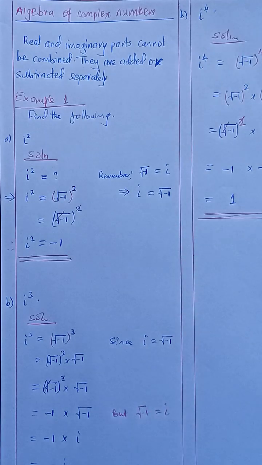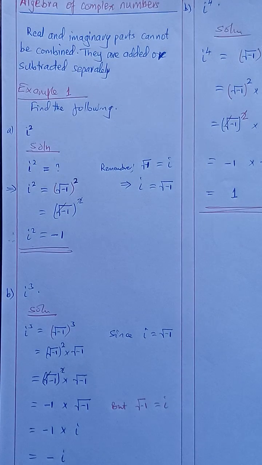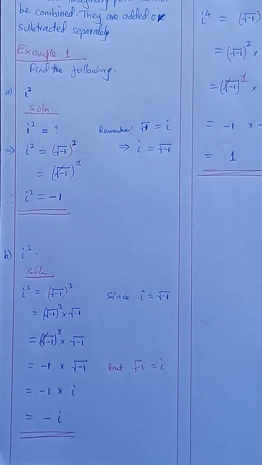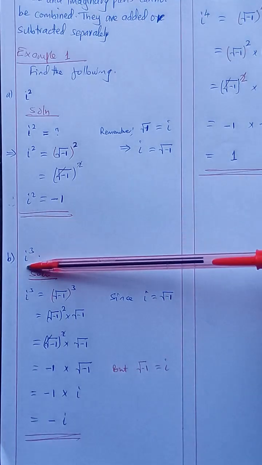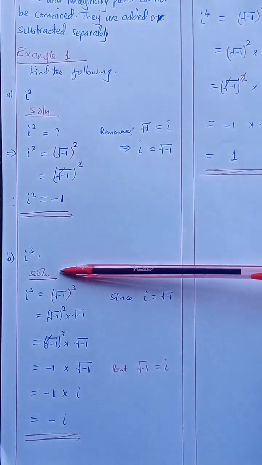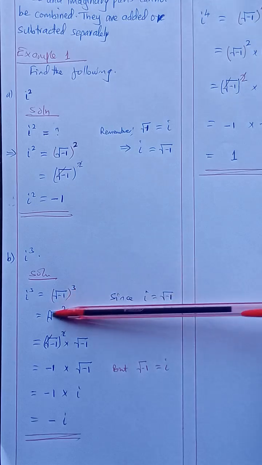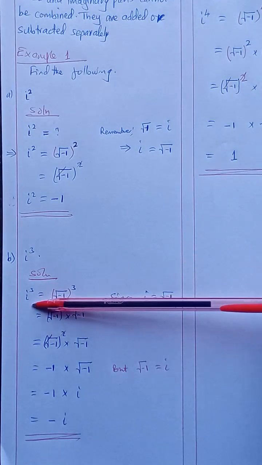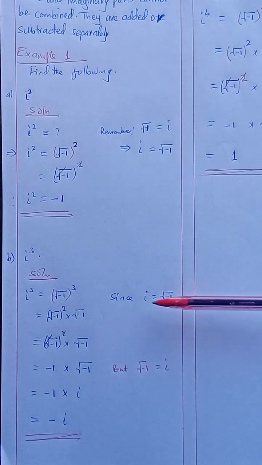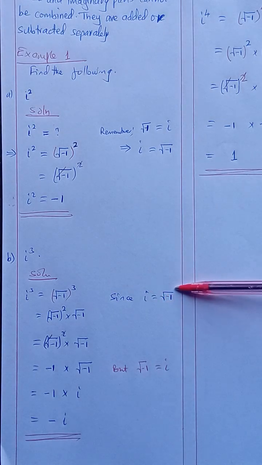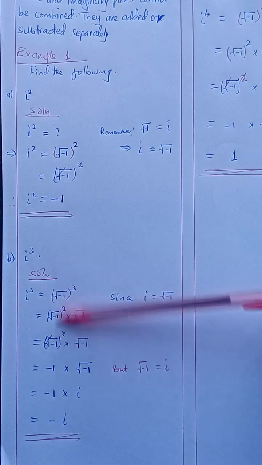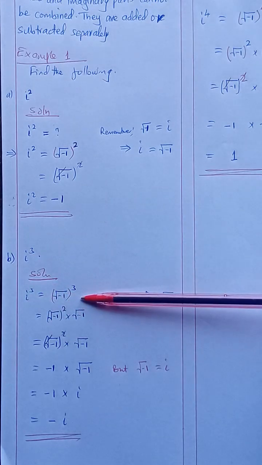In our part B, we are given i to power 3. So in our solution, we are saying i to power 3. Since i is the same as the square root of -1, if i is not having a power, this root of -1 is not supposed to have a power also. But when it has power 3, this side should also have power 3.